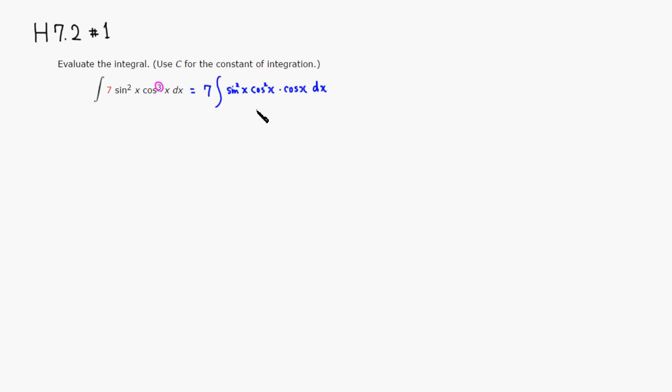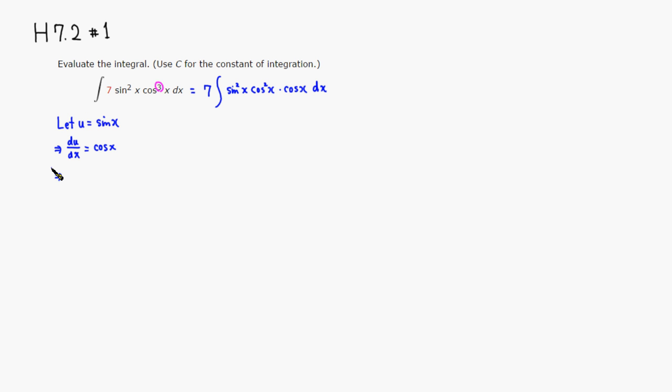So I'm going to let u be sine of x. So here's the substitution: let u be sine of x. Then go through the usual drills. Take the derivative of u with respect to x, which is cosine of x.